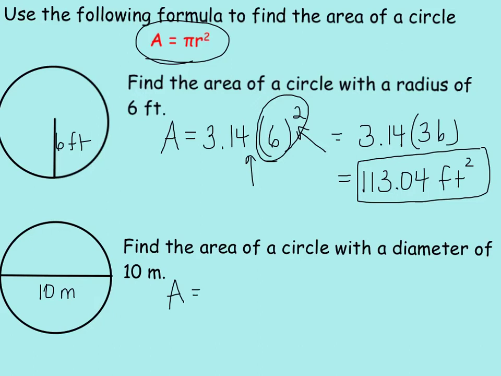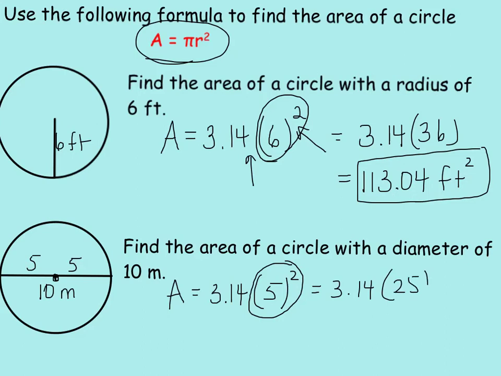Area equals pi, which is 3.14, times the radius. Now, they don't give us the radius in this one, but they do give us the diameter. And I know that the diameter is really just 2 radii put together. So the radius is 5, and then we want to take that to the second power. Being careful of our order of operations, let's go ahead and do 5 to the second power first. That gives us 3.14 times 25, which gives us an area of 78.5 meters squared.